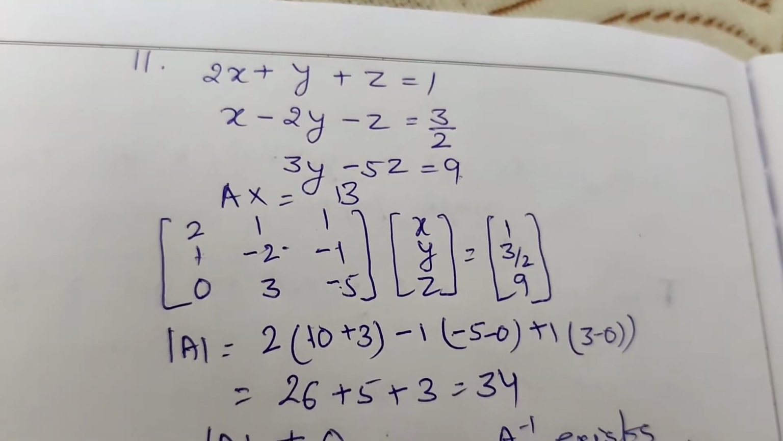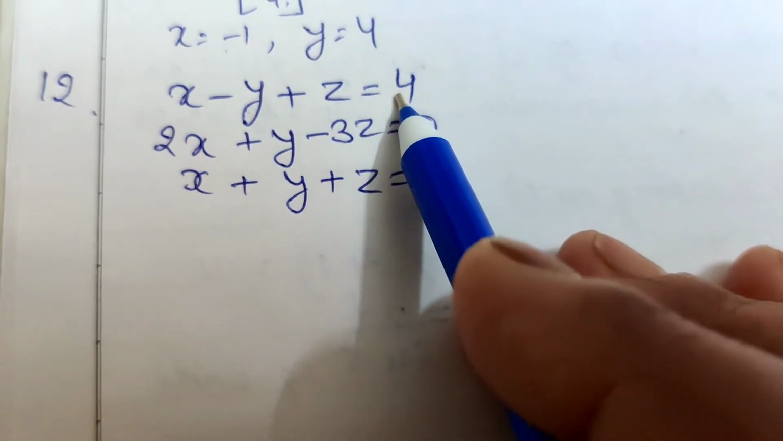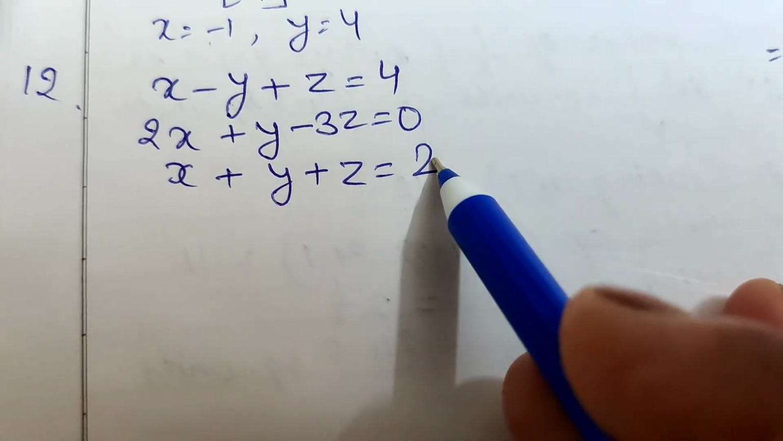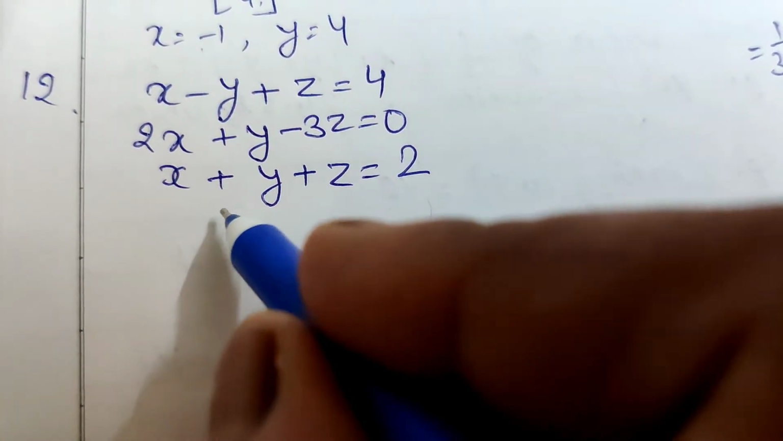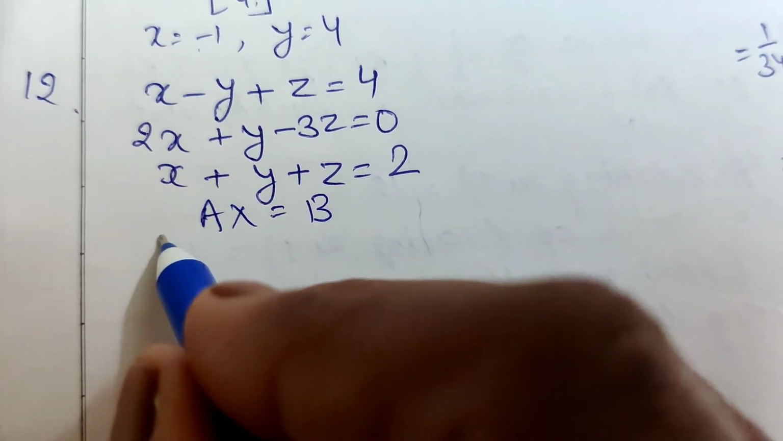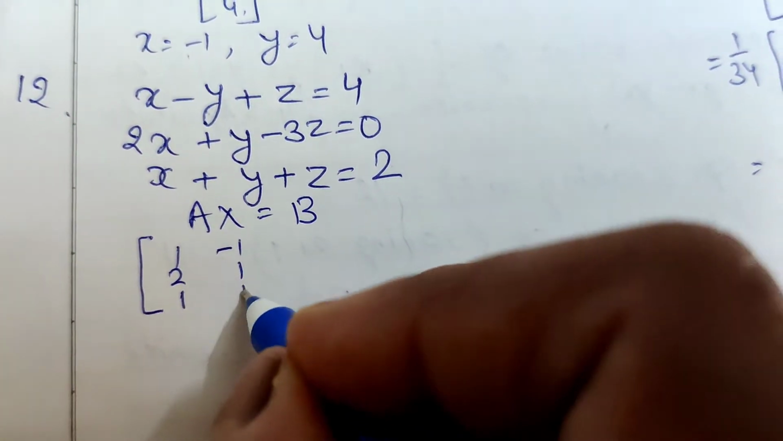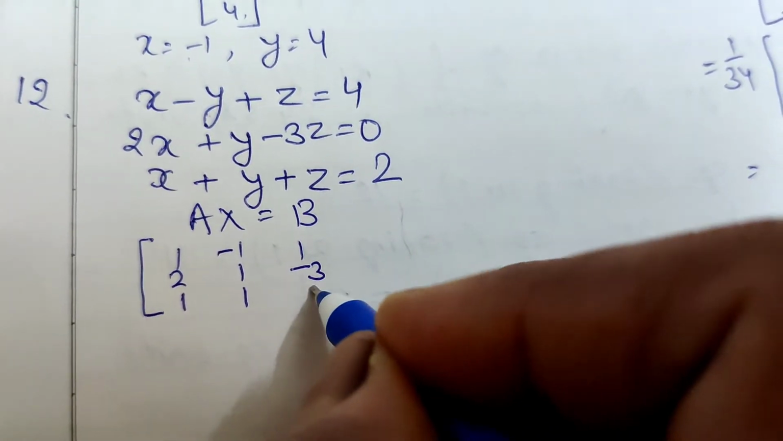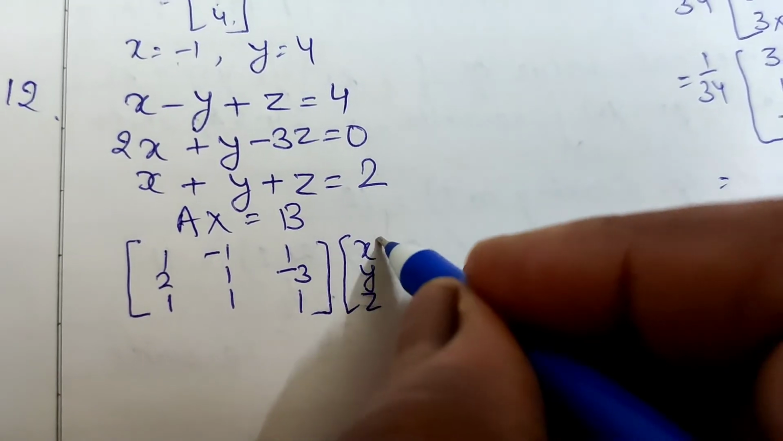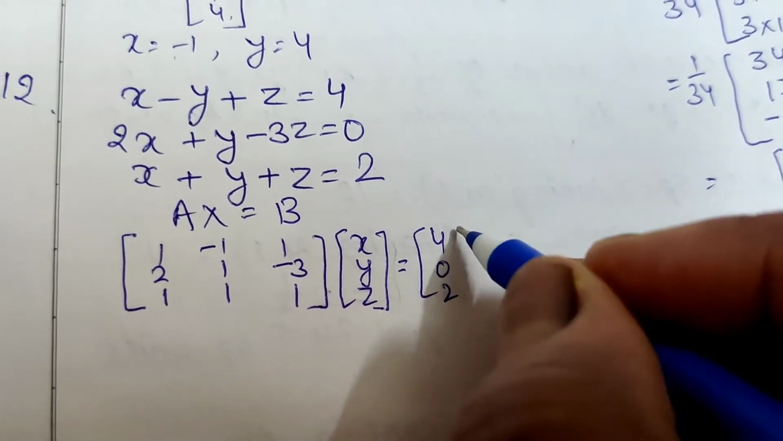Now question number 12. x minus y plus z equal to 4, 2x plus y minus 3z equal to 0, x plus y plus z equal to 2. This equation can be written in the form of a matrix like this: AX equal to B. Now the A matrix is [1, -1, 1; 2, 1, -3; 1, 1, 1], and X is the variables, and B is [4, 0, 2].